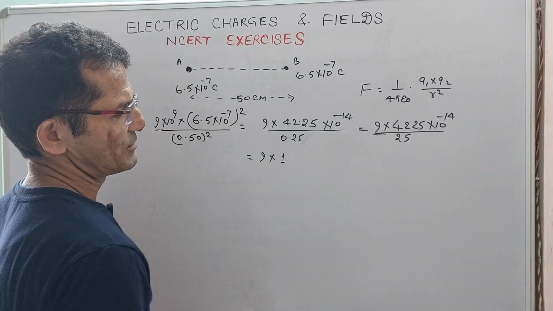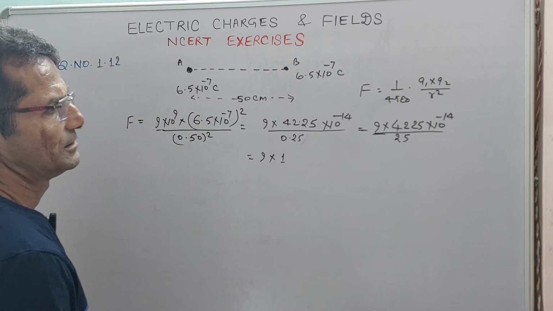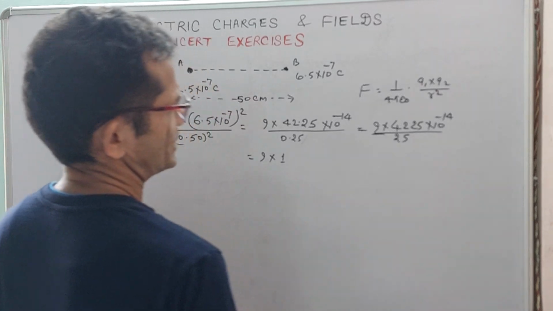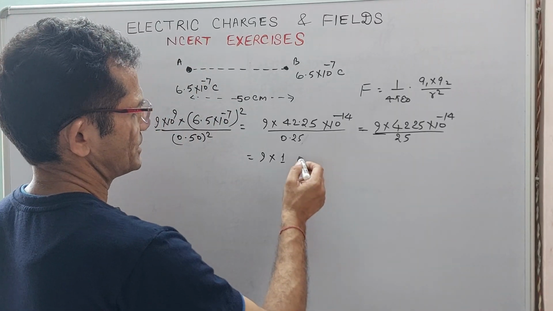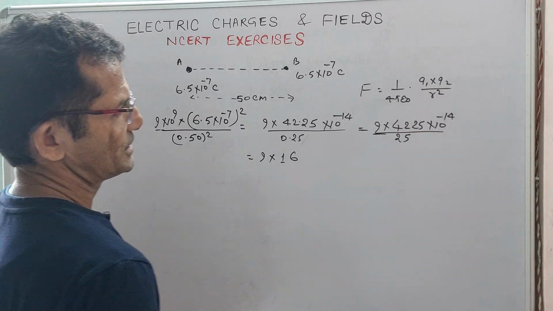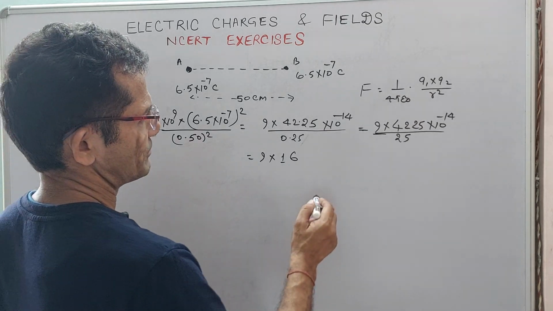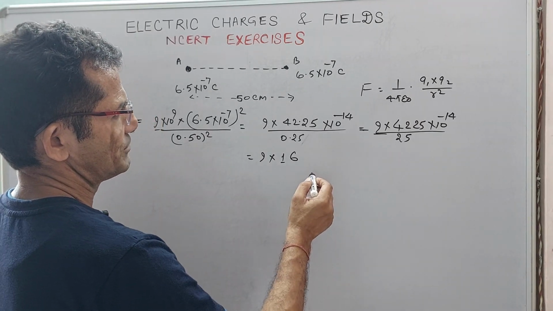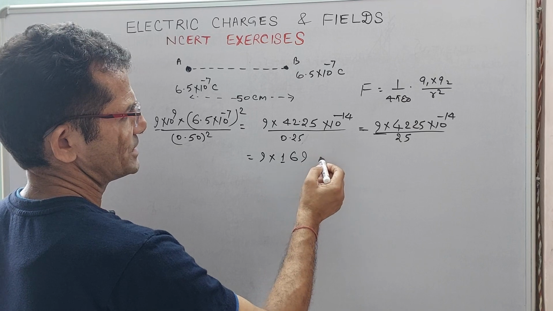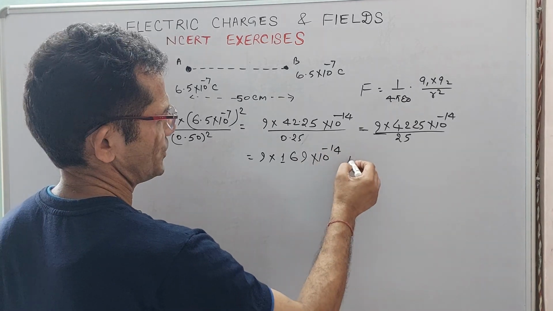25 1 25, and remaining 15 17 172, 15 6 150, and again 150, 22 20 25, 25 9 225. This is the value of this one, minus 14 Newton.